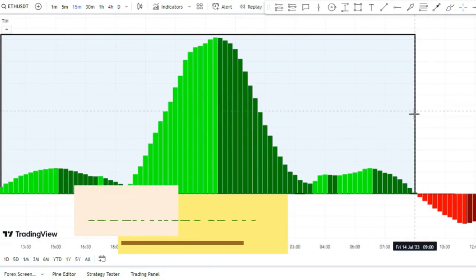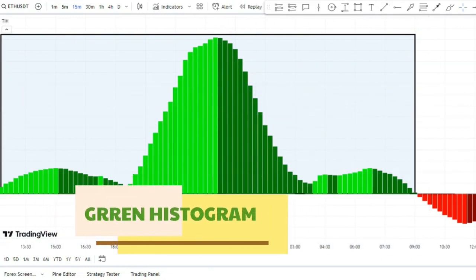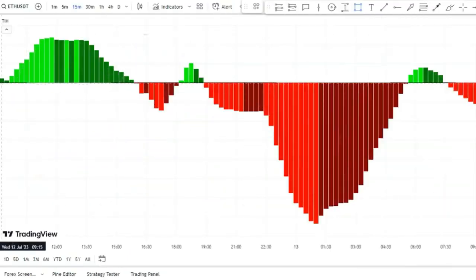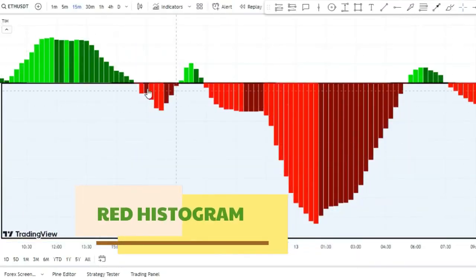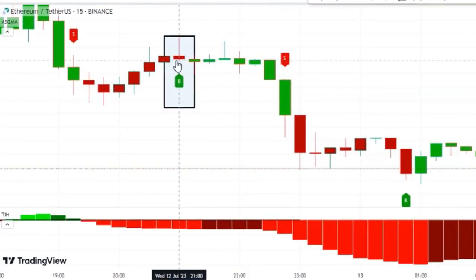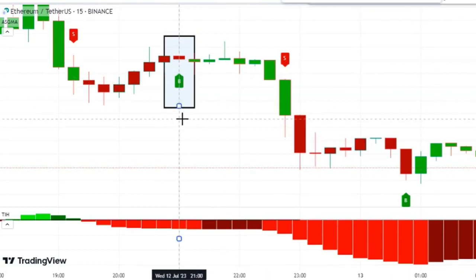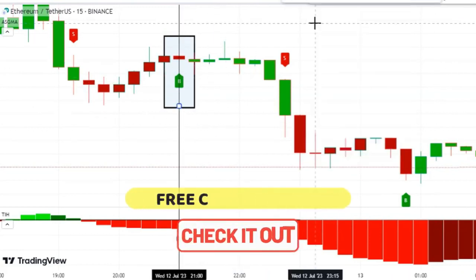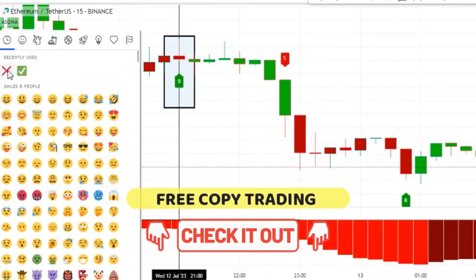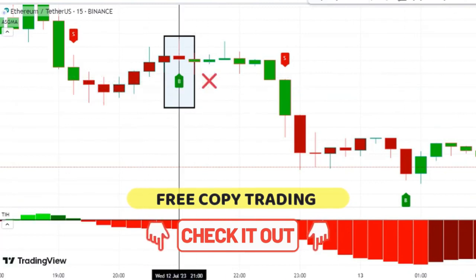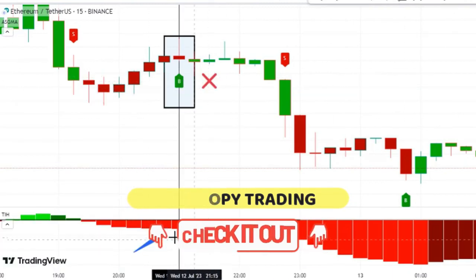When the histogram bars turn green, that indicates an upward trend and we can look for buy signals. And when the bars turn red, that shows a downtrend where you want to watch for sell signals. As you can see, in this example, the first indicator gave a buy signal. But if you look at the trend indicator histogram, it's red, so it indicates a downward trend. So the buy signal is filtered out.